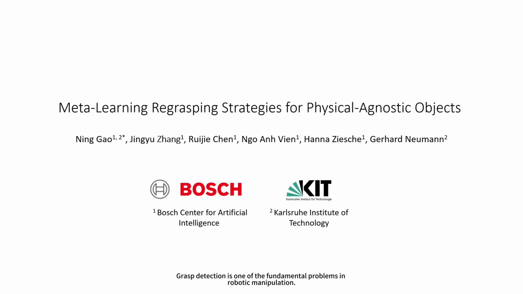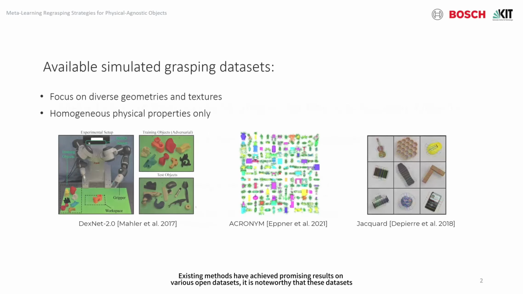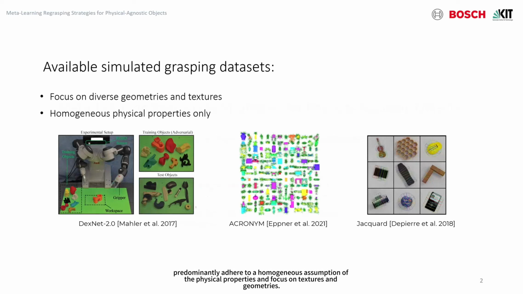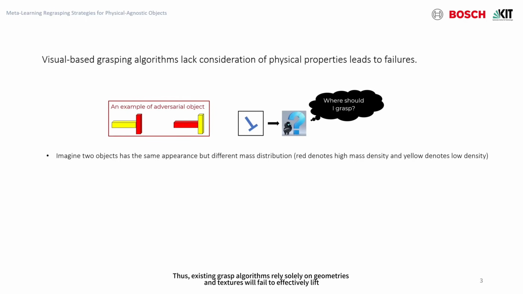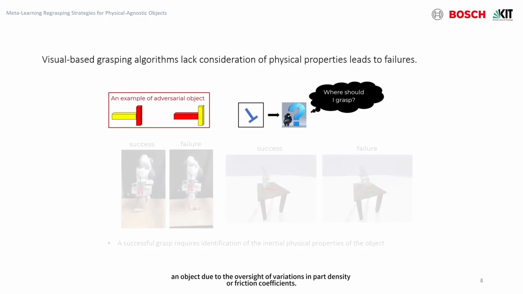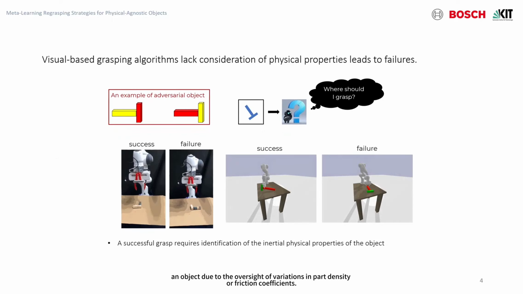Grasp detection is one of the fundamental problems in robotic manipulation. Existing methods have achieved promising results on various open datasets. It is noteworthy that these datasets predominantly adhere to a homogeneous assumption of the physical properties and focus on textures and geometries. Thus, existing grasp algorithms that rely solely on geometries and textures will fail to effectively lift an object due to the oversight of variations in part density or friction coefficients.